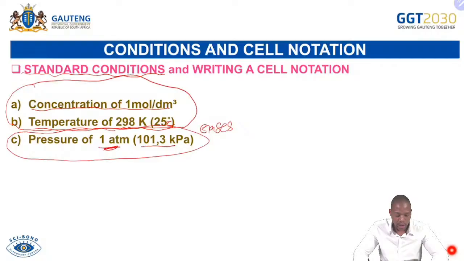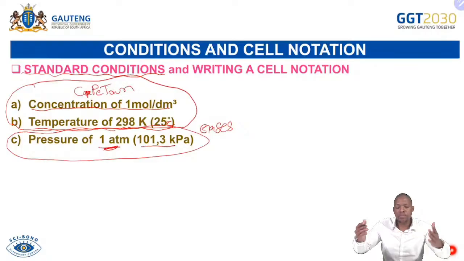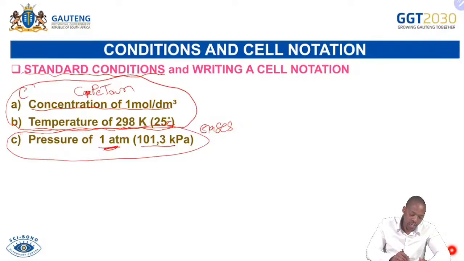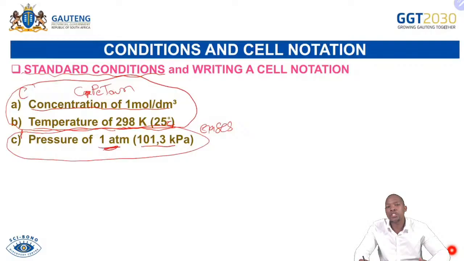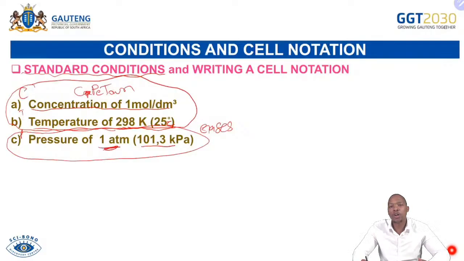So those are the conditions. And a mnemonic to remember them, I usually use the abbreviation of Cape Town City, CPT, one of the biggest cities in South Africa. Cape Town is abbreviated using the letters CPT, where C can stand for concentration of 1 mole per decicubic meter. P stands for pressure of 1 atmospheric pressure or 101.3 kilopascals. And the T stands for the temperature of 298 kelvins.